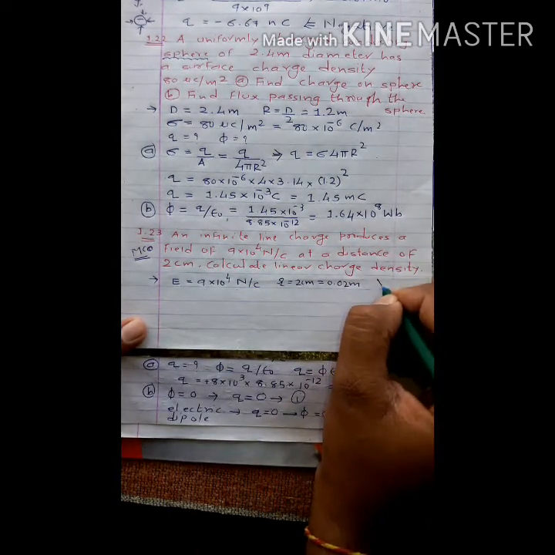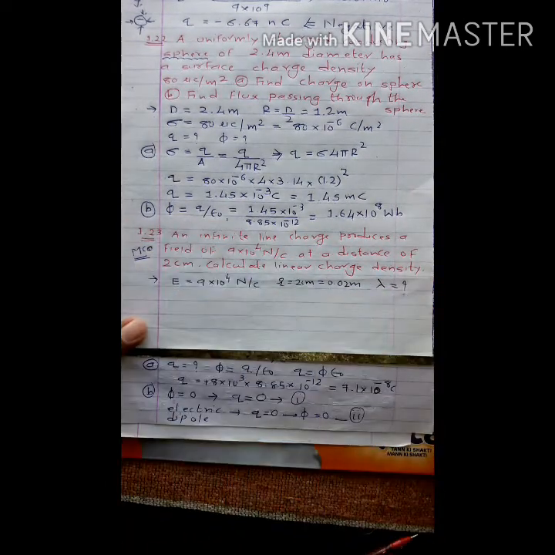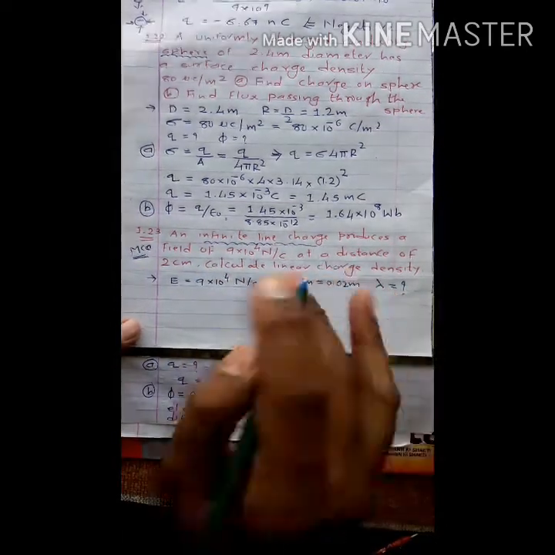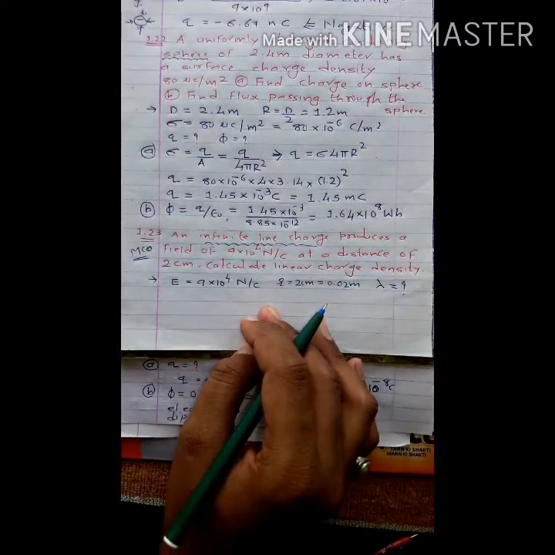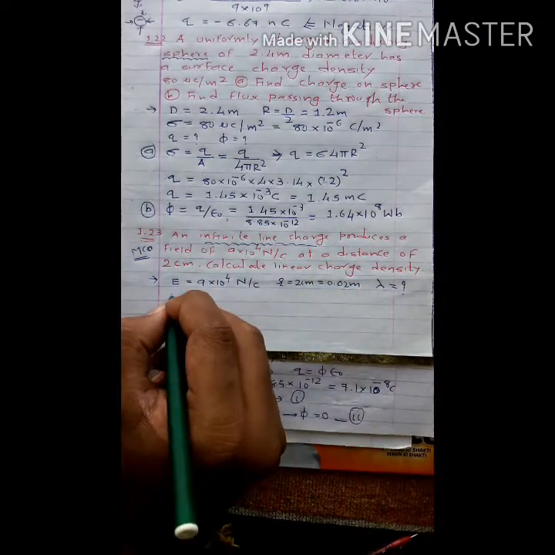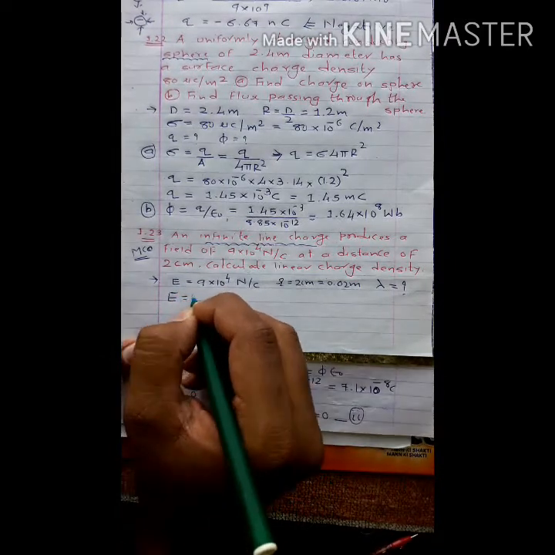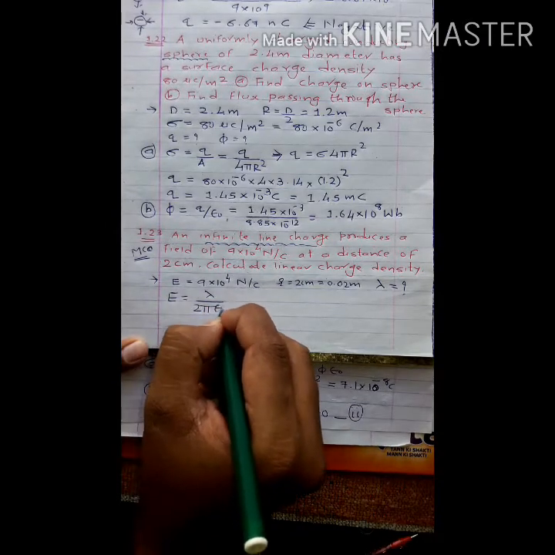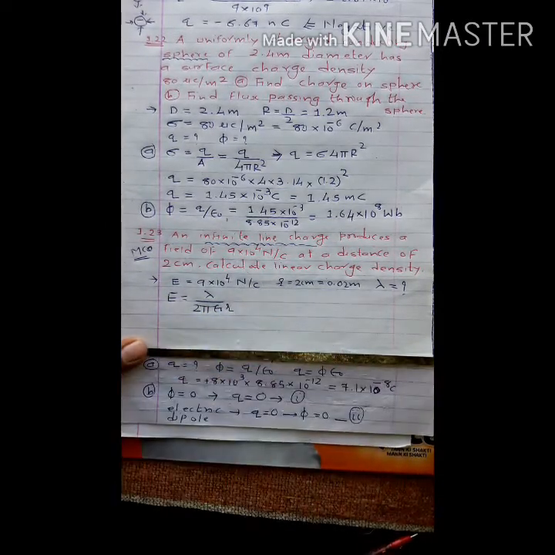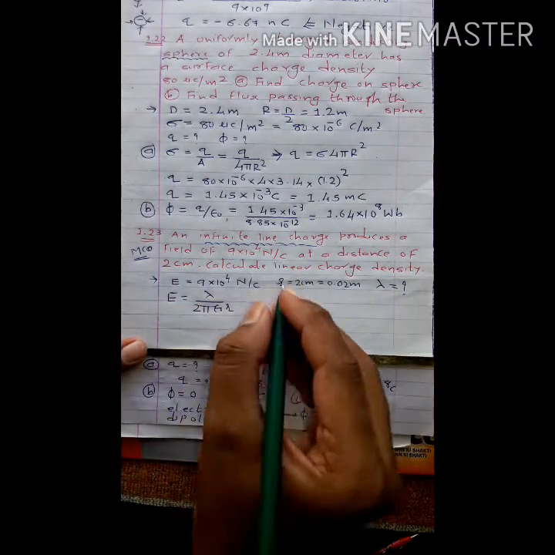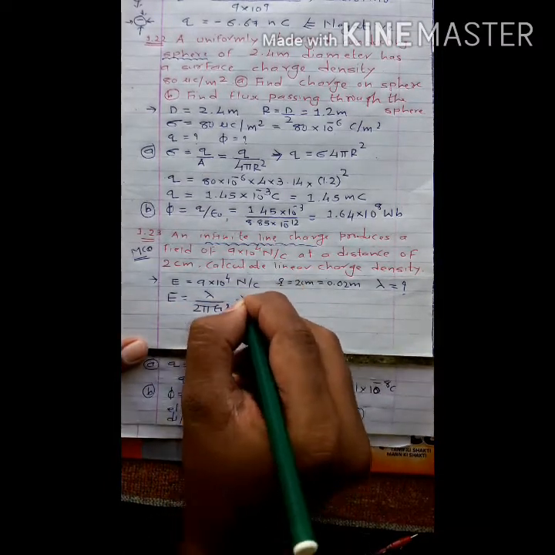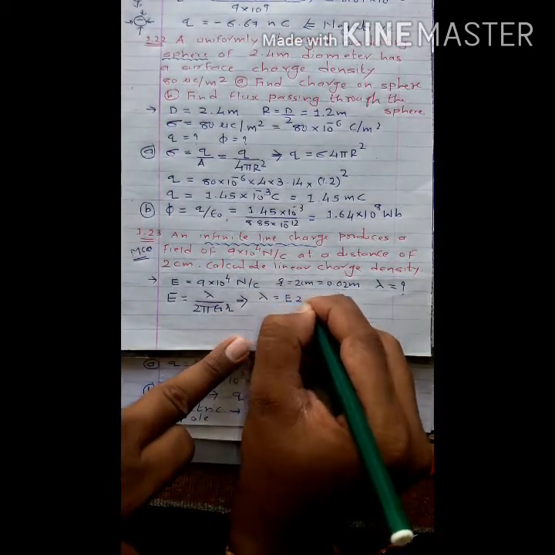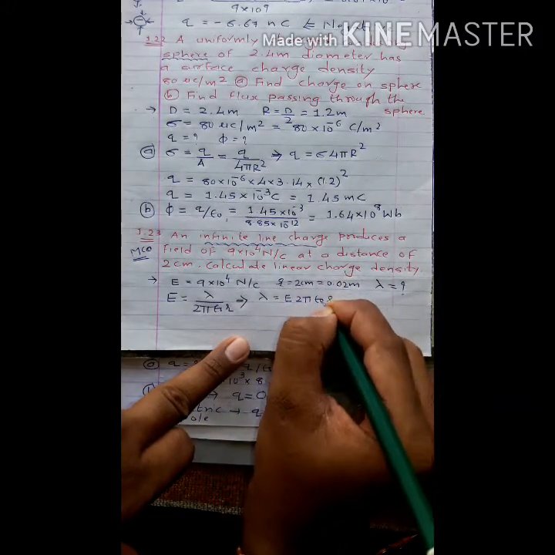Calculate the linear charge density. Linear charge density is denoted by lambda, so find the value of lambda. Here we have an infinite line charge, which means an infinitely long straight conducting wire. For an infinitely long straight conducting wire, the electric field is given by lambda upon 2 pi epsilon 0 r. This is our equation of electric field. Make the equation of lambda: lambda is equal to E into 2 pi epsilon 0 into r.